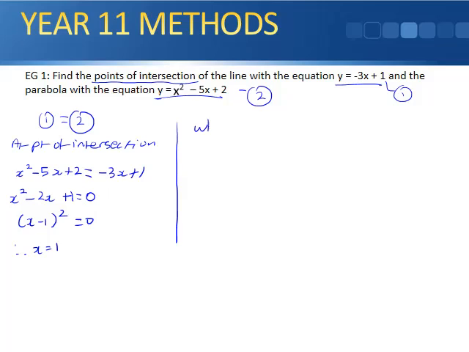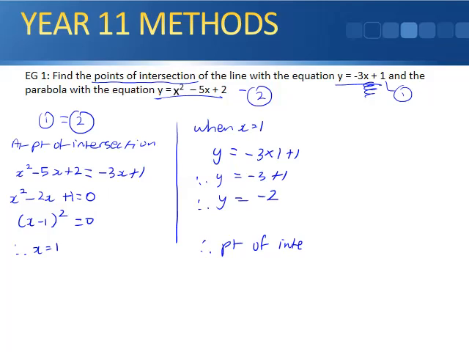So I'll do it on this side. When x equals 1, y equals, it doesn't matter where you substitute it into. I like to substitute it into the straight line because it's easier. So I get minus 3 times 1 plus 1, which means it's negative 3 plus 1, which means it's negative 2. So that's what my y equals. So therefore, the point of intersection is at x equals 1 and y equals negative 2.